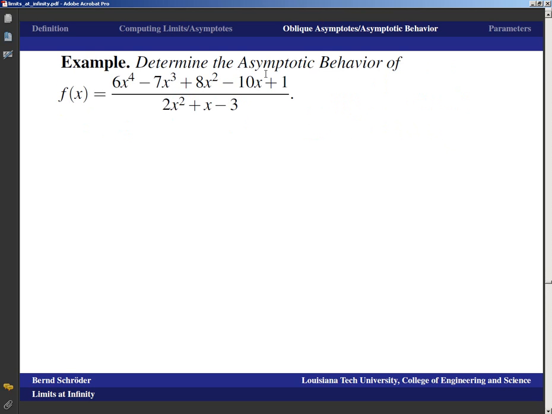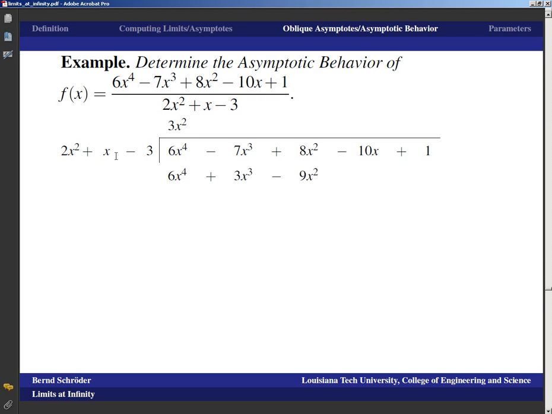For example, we want to find the asymptotic behavior of 6x to the fourth minus 7x cubed plus 8x squared minus 10x plus 1, over 2x squared plus x minus 3. Well, that's not something where I can guess the asymptote, but I can always do the long division. So we set up the long division and we realize 6x to the fourth divided by 2x squared is 3x squared. 3x squared times 2x squared is 6x to the fourth. 3x squared times x is 3x cubed, and 3x squared times negative 3 is negative 9x squared.